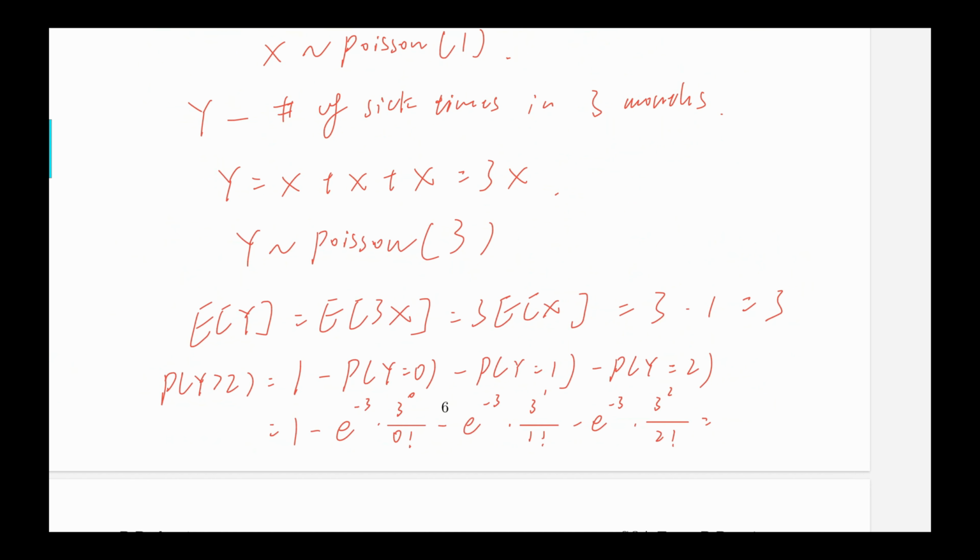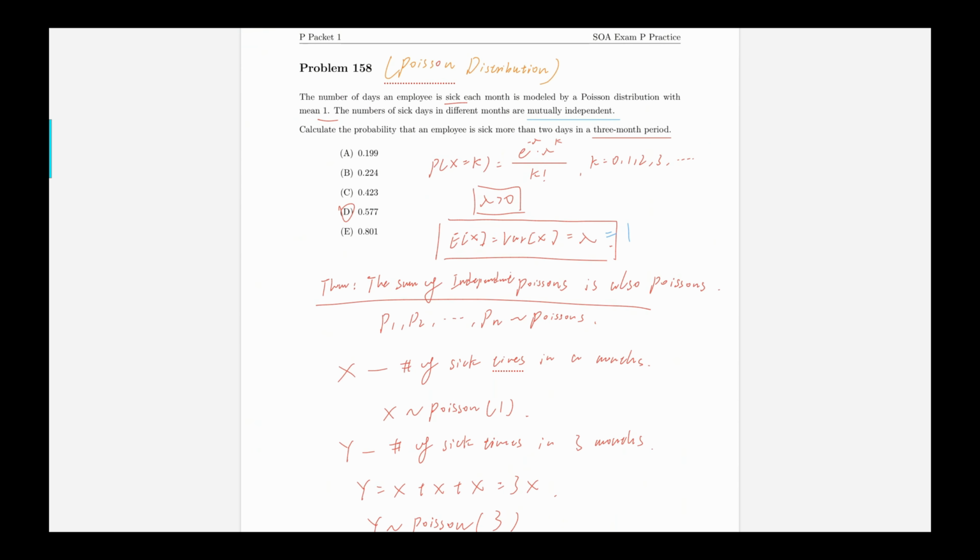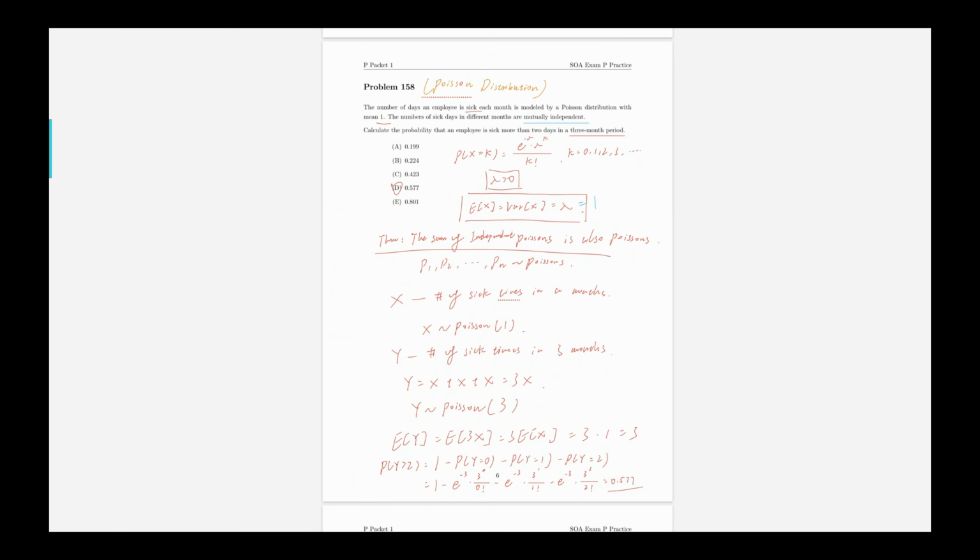The answer I got is 0.577. Let's see if that's in the options, and yes, it's in the options.